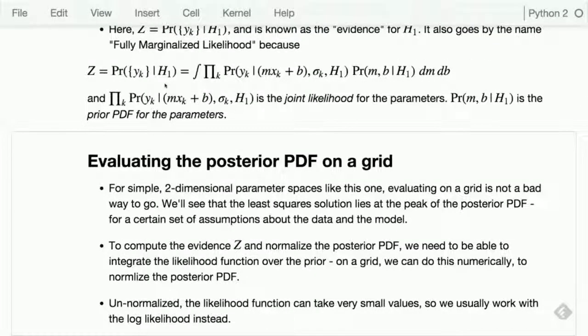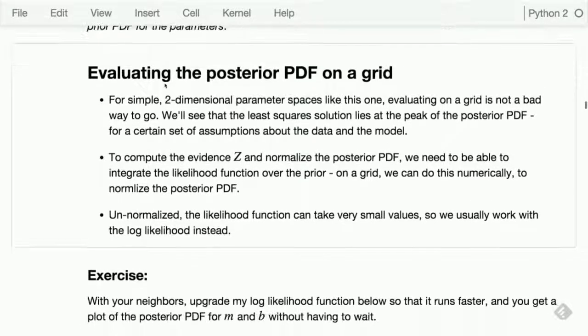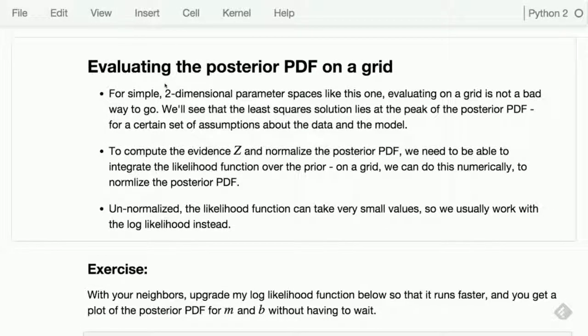Okay, right, so hopefully we're all on board with this, and things are getting simpler and closer to things that you recognize. So what we're now going to do is just go ahead and calculate the posterior PDF. I told you it was the answer, so we should calculate it. So for two-dimensional problems like this, M and B, we can just go ahead and calculate it on a grid. Everywhere in parameter space defined by the prior, we can compute the posterior.